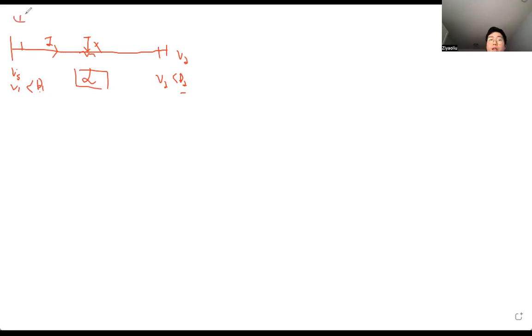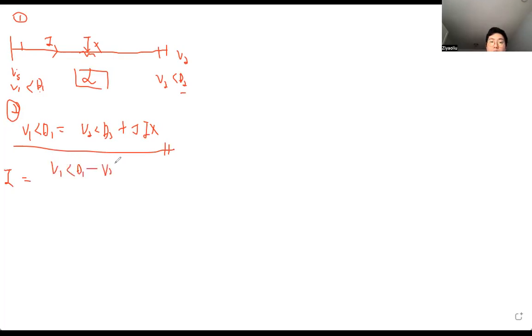First step is this drawing. Second step, make the voltage equation. V1 at angle theta 1 equals V2 at angle theta 2 plus jIX, right? And third, we need to find the current. How do we find it? The current is V1 angle theta 1 minus V2 angle theta 2, divided by jX. I'll show you only the sending part S1.